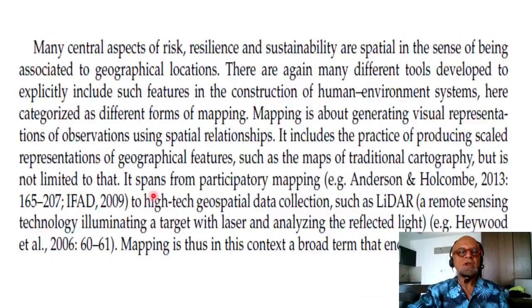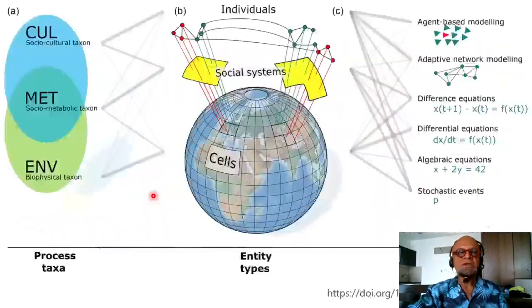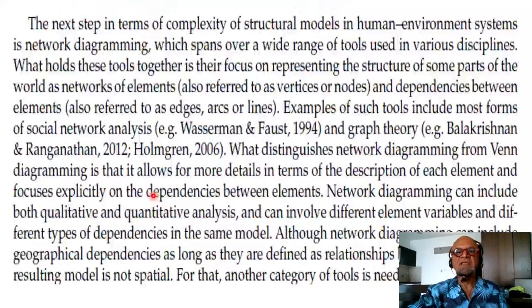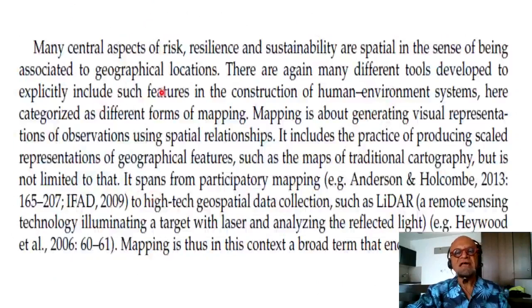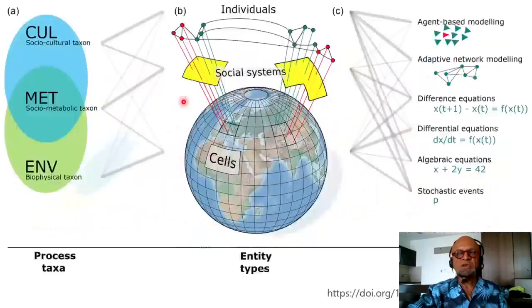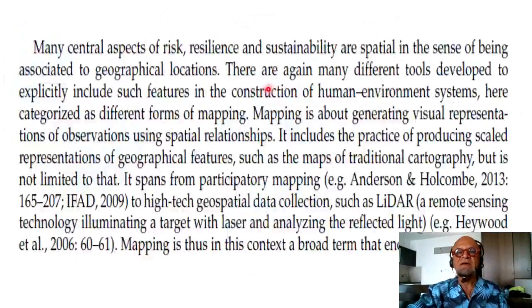Okay, so let me, I hope I didn't misplace anything. Yeah, so network diagramming, let's read this a bit. Many central aspects of risk, resilience, and sustainability are spatial in the sense of being associated with geographical locations, which is what I indicated here. There are again many different tools developed to explicitly include such features in the construction of human environment systems, here categorized as different forms of mapping.